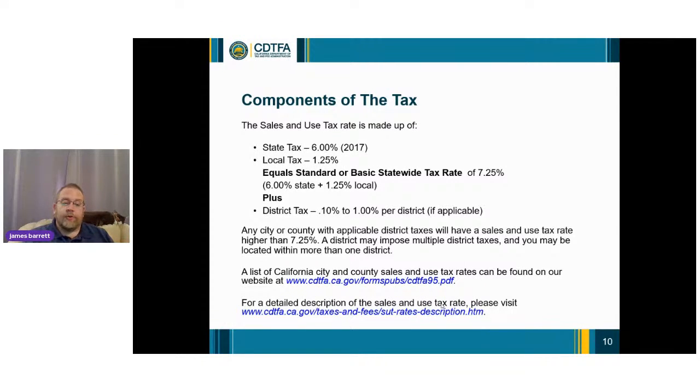They add up too. So if you're in neighborhood, county, city, you get all 3 district taxes added to the state rate of 7.25%. That's why some of you have higher sales tax rates, okay?